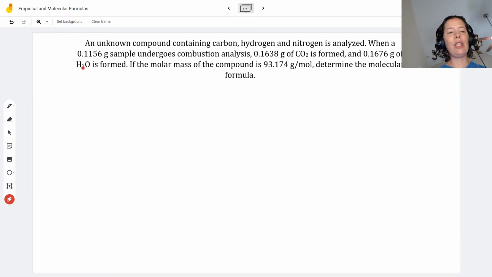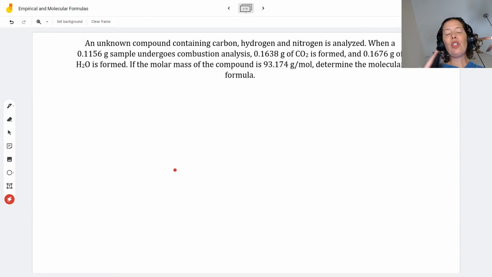So what we have done here is we've taken a small sample and we have undergone combustion analysis. So we have formed this much carbon dioxide, excuse me, and this many grams of water. And we know the molar mass, so we're going to determine the molecular formula. We're going to deal with that at the end of the problem. So let's just focus on our sample and what has formed here.